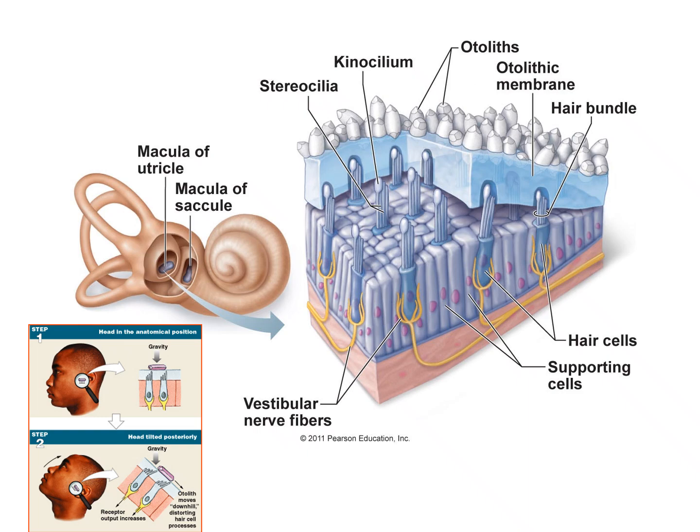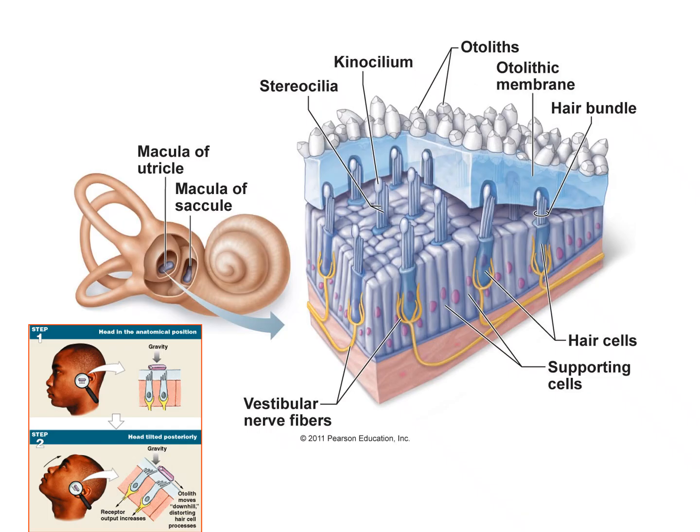Each macula is a flat patch of epithelium that contains hair cells. The hair cells have stereocilia plus one kinocilium that project into a gelatinous mass called the otolithic membrane. Embedded in the mass are small calcium carbonate crystals called otoliths. The otoliths increase the membrane's weight and its inertia, resistance to change in motion. The hair cells synapse with fibers of the vestibular division of cranial nerve 8.